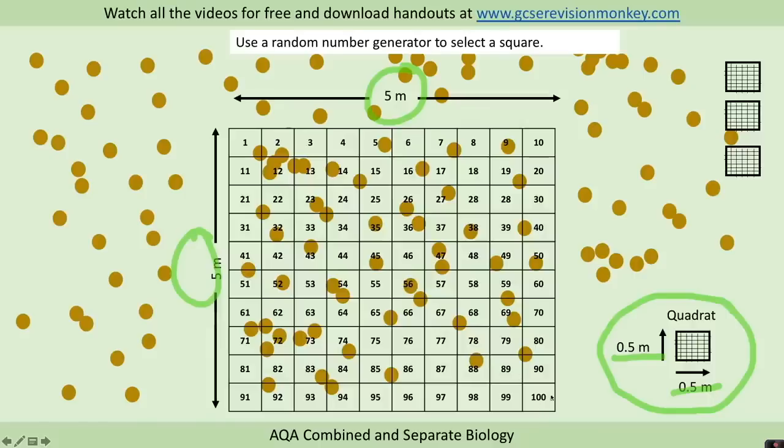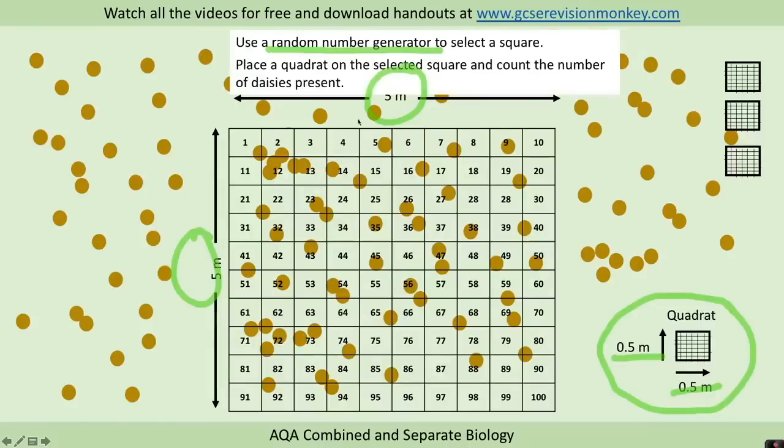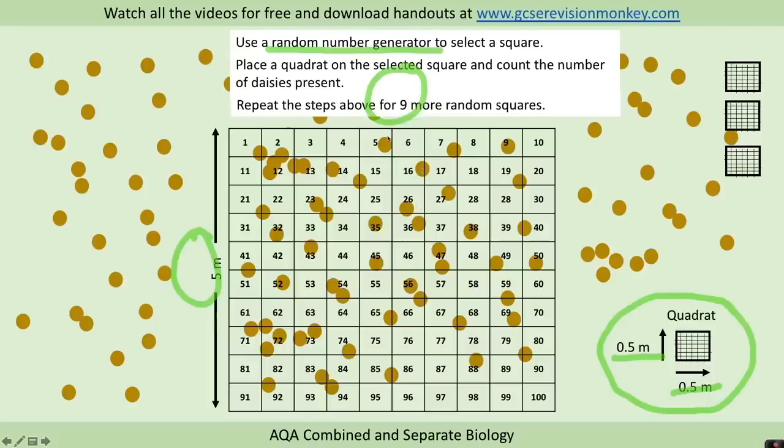So again, it would take too long to do all 100 squares and count the number of daisies in each square. So what we use is a random number generator to select a square, and you can get those on calculators or phones, and it will pick a number at random for you. So we place a quadrat on that selected square and count the number of daisies present, and then we repeat the steps for perhaps 9 more random squares. So we might do 10 in total.